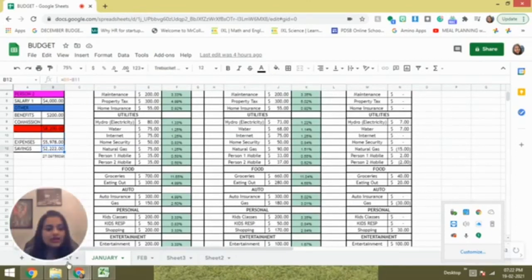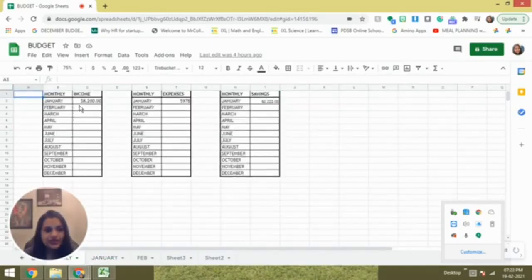Now next I have a yearly tab. In here I basically just track the income and expenses and savings, so that in the complete year I can have a look at how I'm going through, which are the better months and which are not so okay, where I need to allocate more money. This will give me a complete yearly overview.